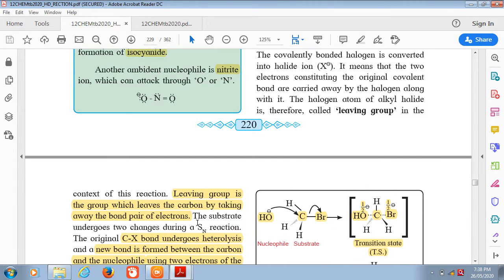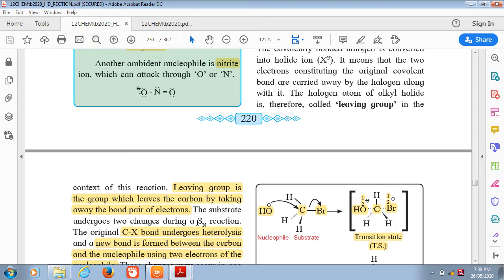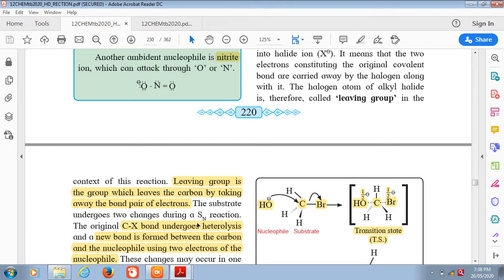So what is a leaving group? A leaving group is a group which leaves the carbon by taking away the bond pair of electrons. That's why that halogen carries a negative charge. It goes along with the electron pair. And the reactant, the alkyl halide, is called the substrate.